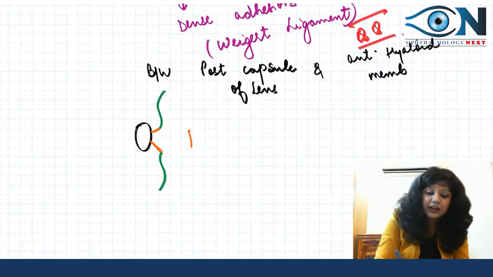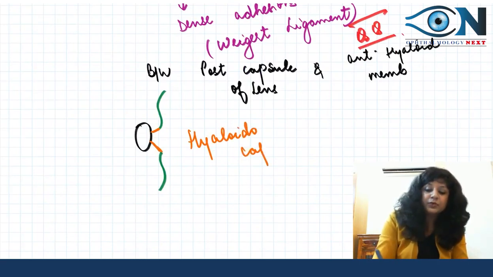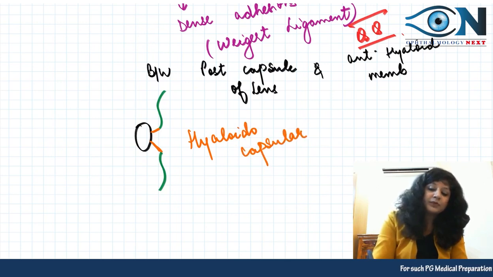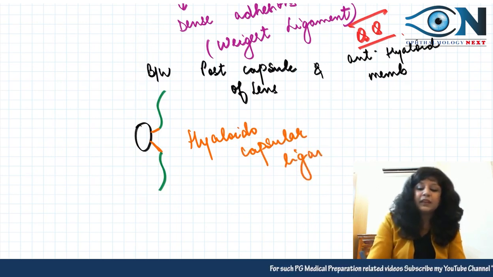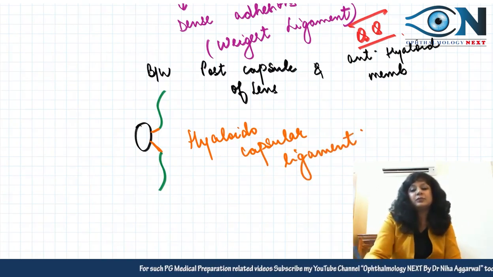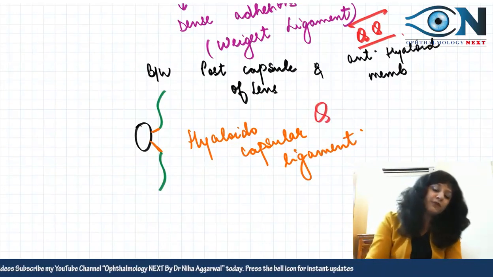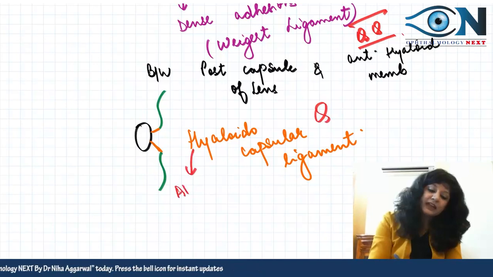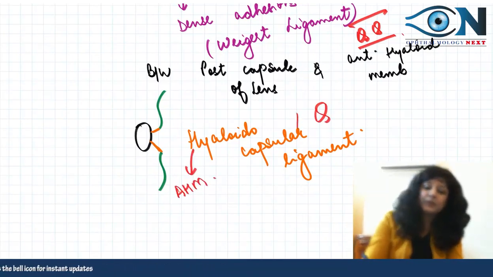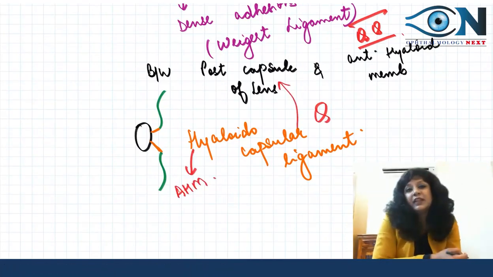And what was the other name? It was called as the hyaloidocapsular ligament. And many times they will ask you what are the attachments of this ligament. So if you remember this name, it will be very easy for you. Hyaloido means anterior hyaloid membrane, and capsular means it is the posterior capsule of the lens.